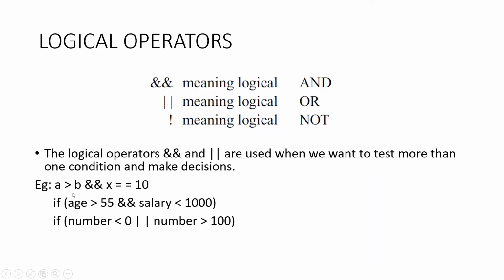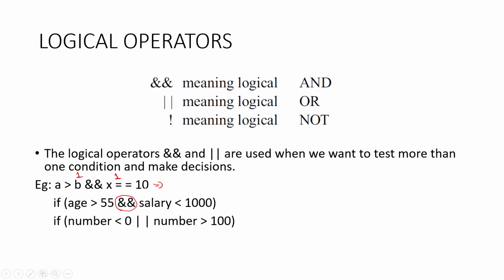If we need a condition like a greater than b and x equals 10, this means if a is greater than b, this value will be 1, and if x is equal to 10, it's checking. That's why two equal signs are coming. If both these conditions are satisfied, it has to go for a decision. Both should be satisfied: AND means this should be 1 and this should be 1. Only if both are 1, the output will be 1. So this is executed only if both conditions are satisfied. In that case we use AND, and the AND symbol is the double ampersand.